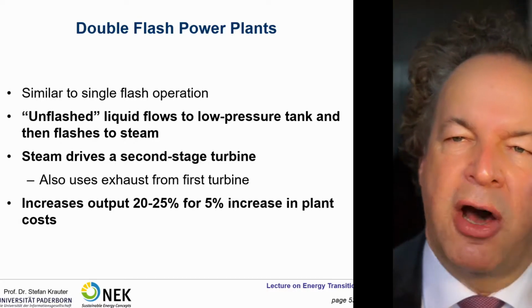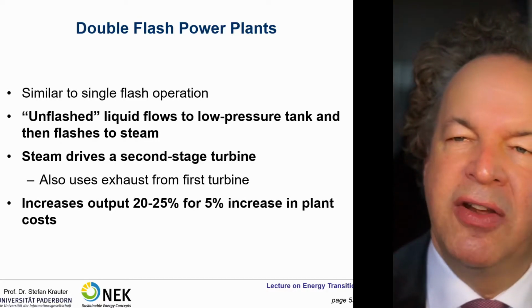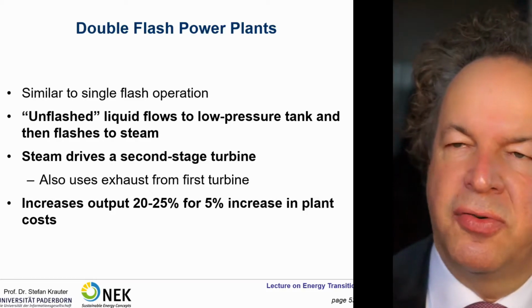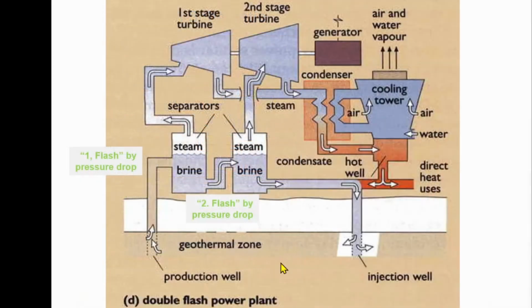This increases output by about 20 to 25% at only a 5% cost increase of the power plant. You see that? So this is pretty similar, just the pressure here at the second stage is even lower than at the first stage, and you may even use heat from the condensate here.